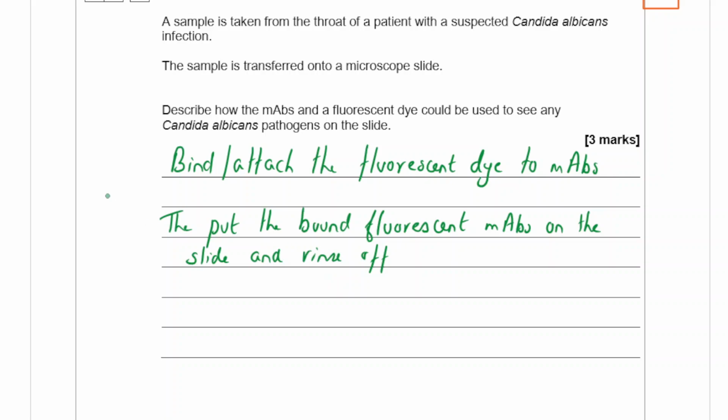So the best way is actually to have the monoclonal antibody with the bound dye in a solution here, and then basically dip the slide inside it and take it off, and then rinse off with water after you dip it inside. So you can leave it there for about 30 seconds, take it out, and then wash it off with distilled water.